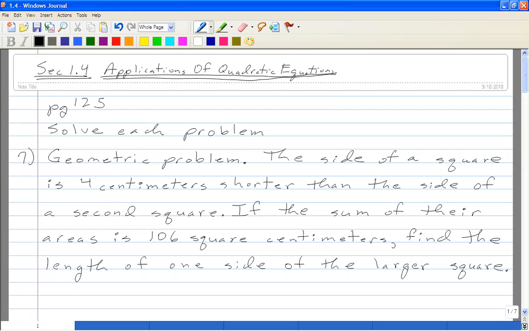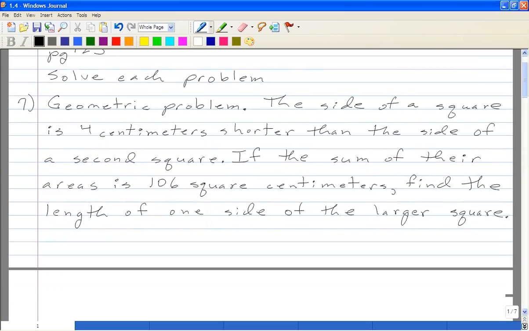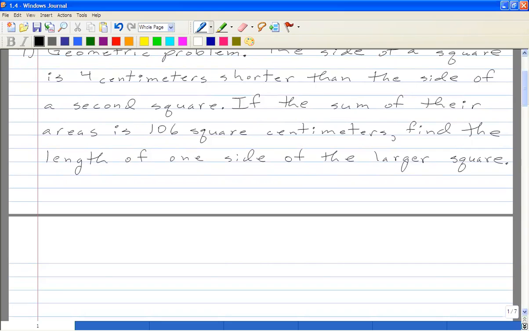Solve each problem. So this is a geometric problem. The side of a square is 4 centimeters shorter than the side of a second square. If the sum of their areas is 106 square centimeters, find the length of one side of the larger square. Okay, so just remember the area of a square is just the length of the side squared.